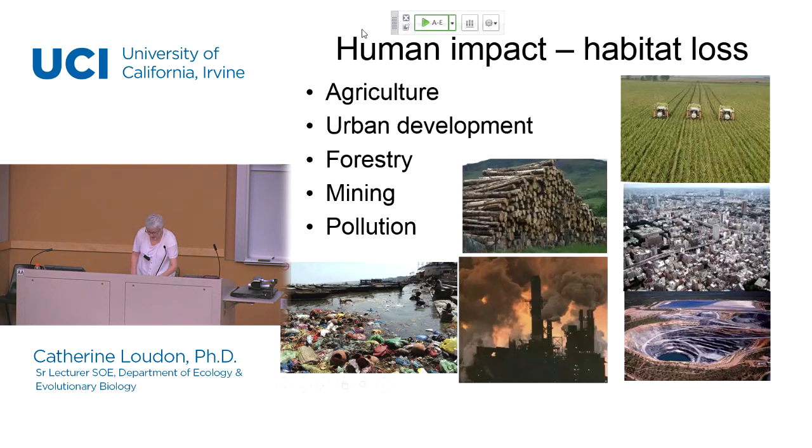So, a fairly obvious way in which humans do impact species and species diversity is from the loss of habitat by the way that humans impact the natural environment. So examples are agriculture, urban development, and forestry, mining, and also pollution. So all of these then have effects on the natural environment.